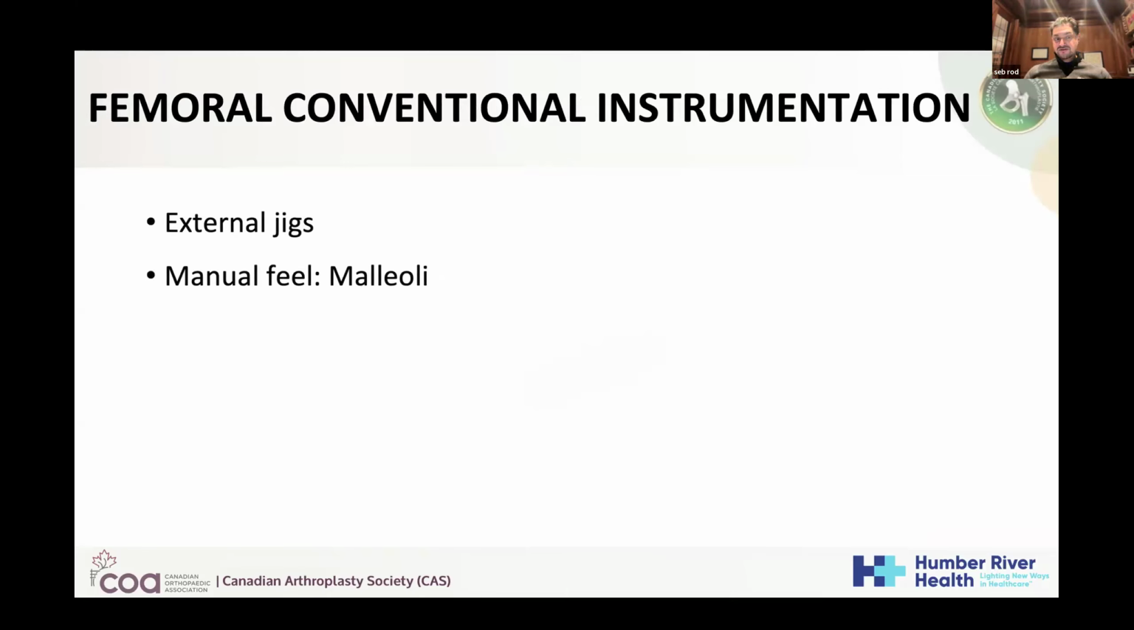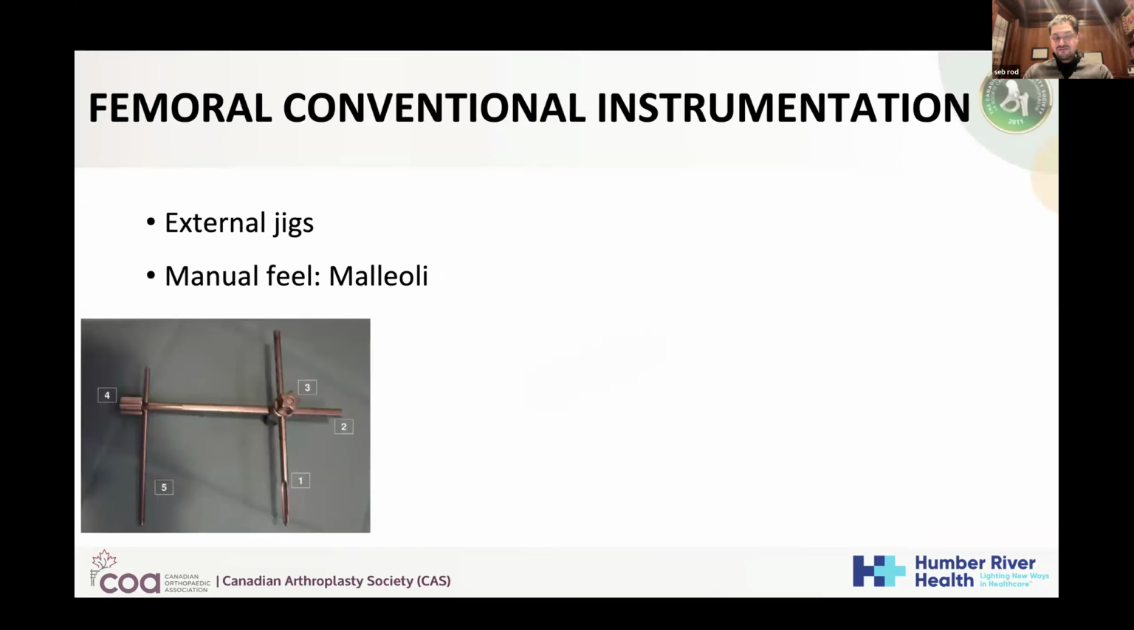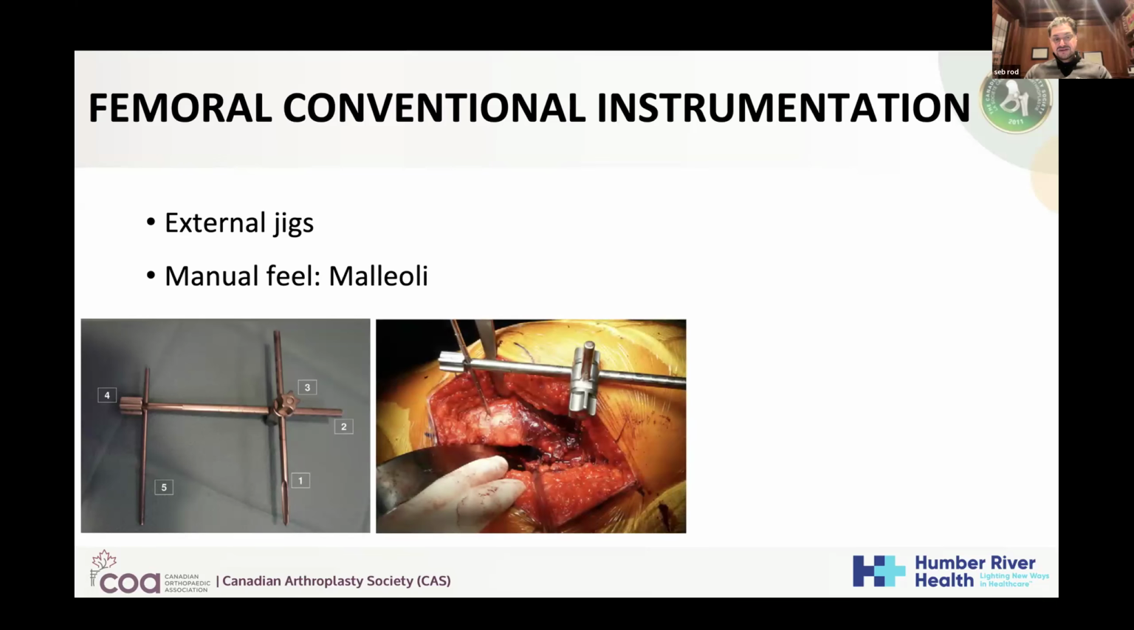When you're talking about the femur, when you're talking about leg length and offset, often people feel the malleoli through the drapes and feel like, well, they're pretty close together, or they're within one thumb width apart. This is an external jig that can be used. Some people have these conventional jigs here at Mount Sinai in Toronto.